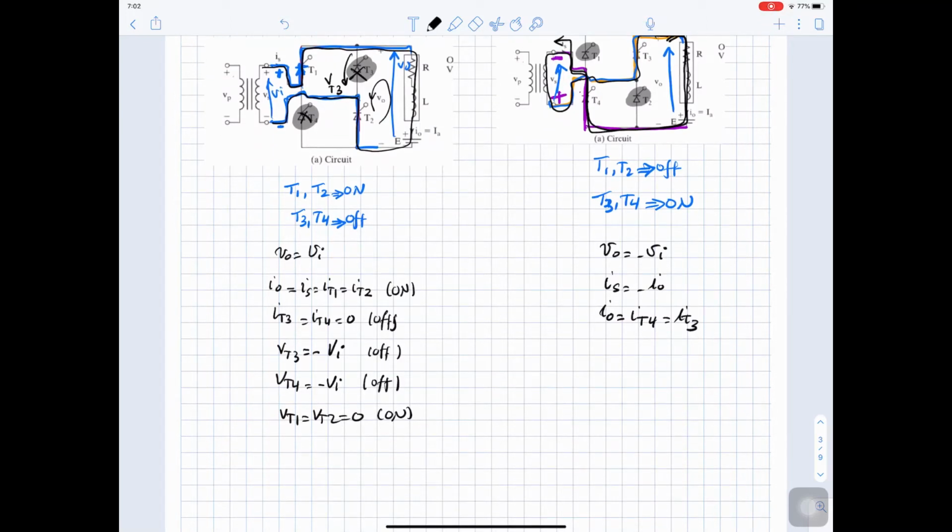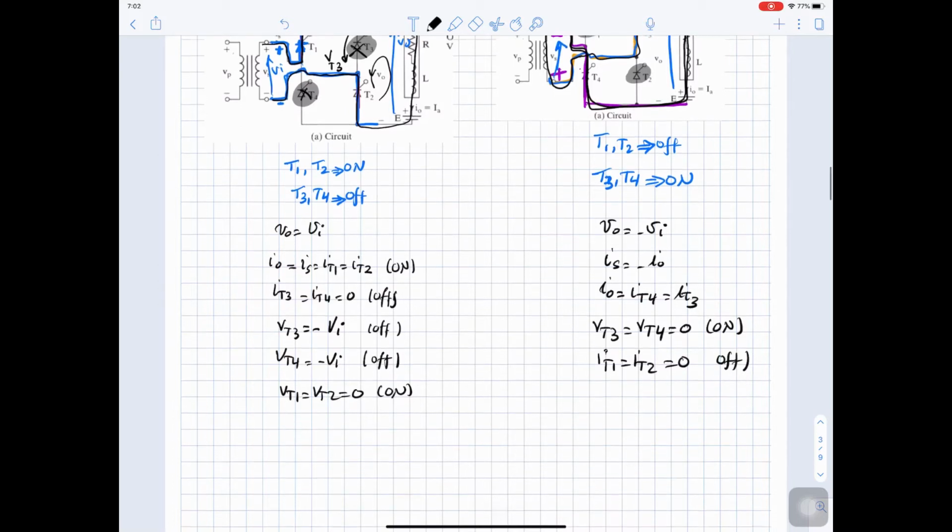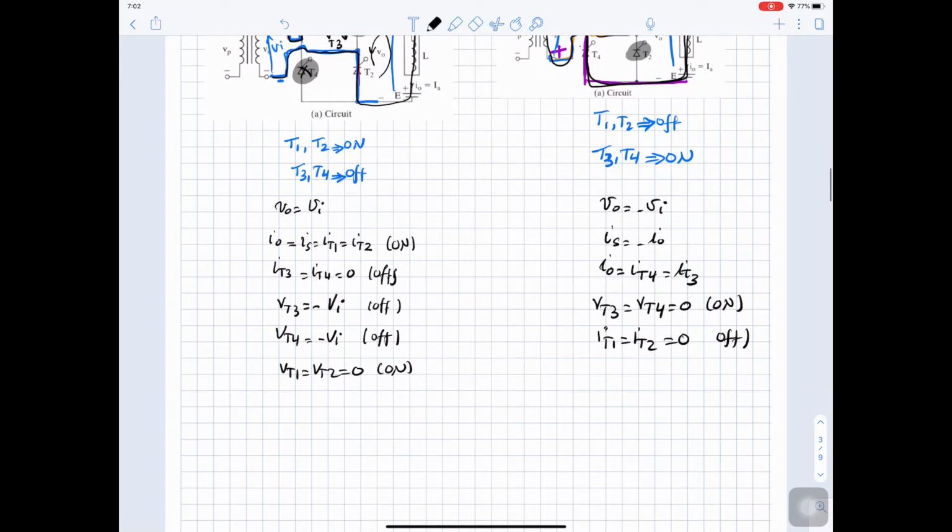Thyristor 3 and thyristor 4 are on, so V thyristor 3 equals V thyristor 4 equals 0 because they are on. Thyristor 2 and 1 are off, so I thyristor 1 equals I thyristor 2 equals 0 because they are off. So any switch turned on, its voltage will be 0. Any thyristor turned off, its current will be 0.